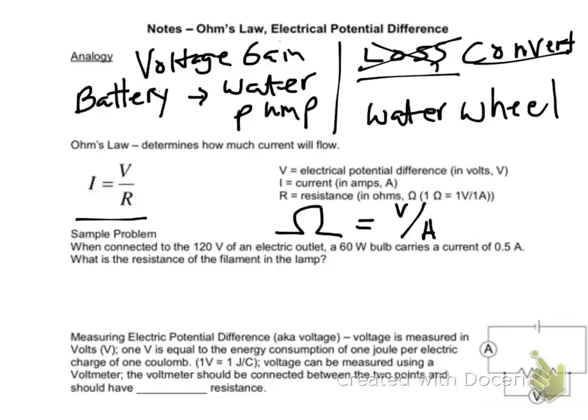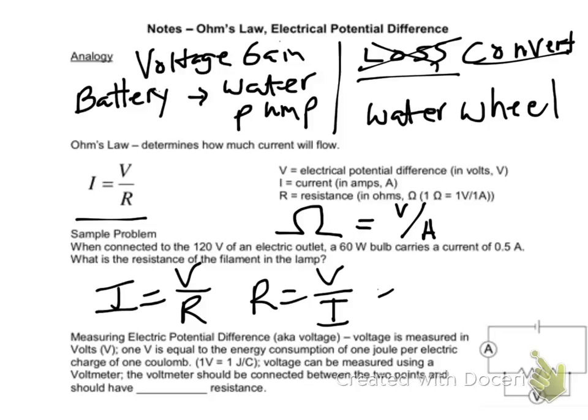So current is equal to V over R. When we're connected to 120 volts of an electrical outlet, a 60-watt bulb carries a current of 0.5 amps. What is the resistance in the filament? So if I is equal to V over R, then that means R is equal to V over I.